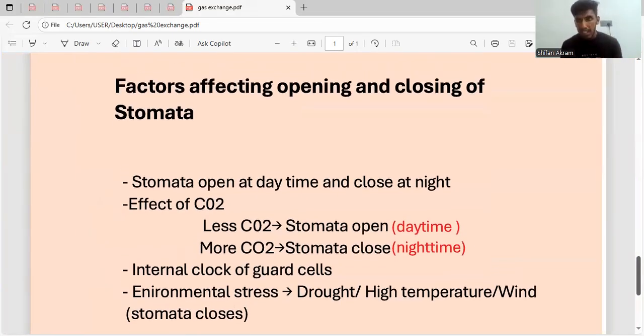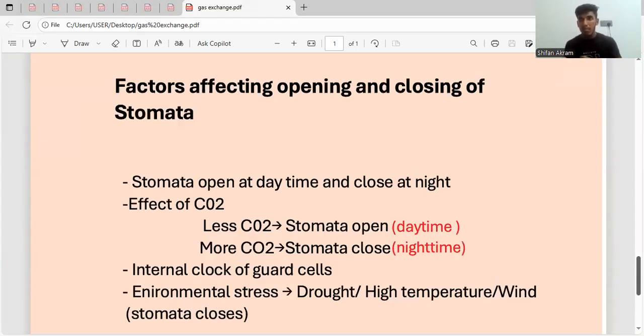There are four major factors that affect the opening and closing of stomata. First one is that stomata open at daytime and close at night. As I explained earlier, this occurs due to the K plus influx hypothesis. In daytime, there are hydrogen ions. As I told, these hydrogen ions move out of the guard cells and potassium ions move inside the guard cell.